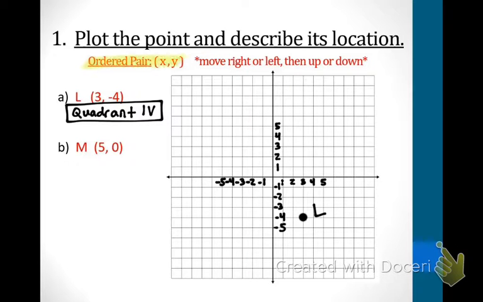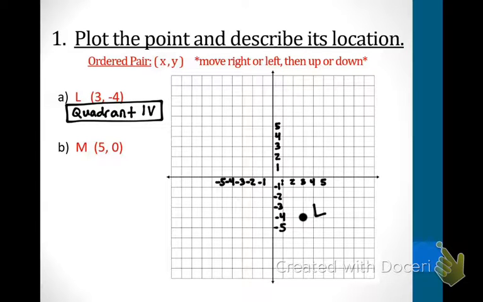The ordered pair, X comes first, Y comes second, which means you have to move right or left first, then up or down. So we're going to go ahead and look at our problem B here. M is at 5 and 0. Is the 5 my X or my Y? X. It's the first one there. What's the first one here, guys? X. So I know it's my X.